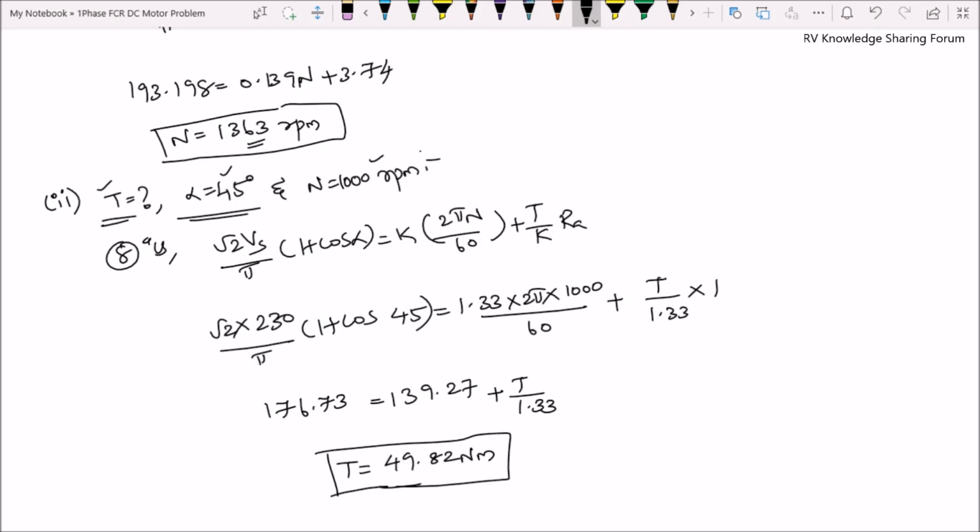So we have found the value of the speed and the value of the torque for the different conditions which they have mentioned. So that is all about today's session. Thank you.